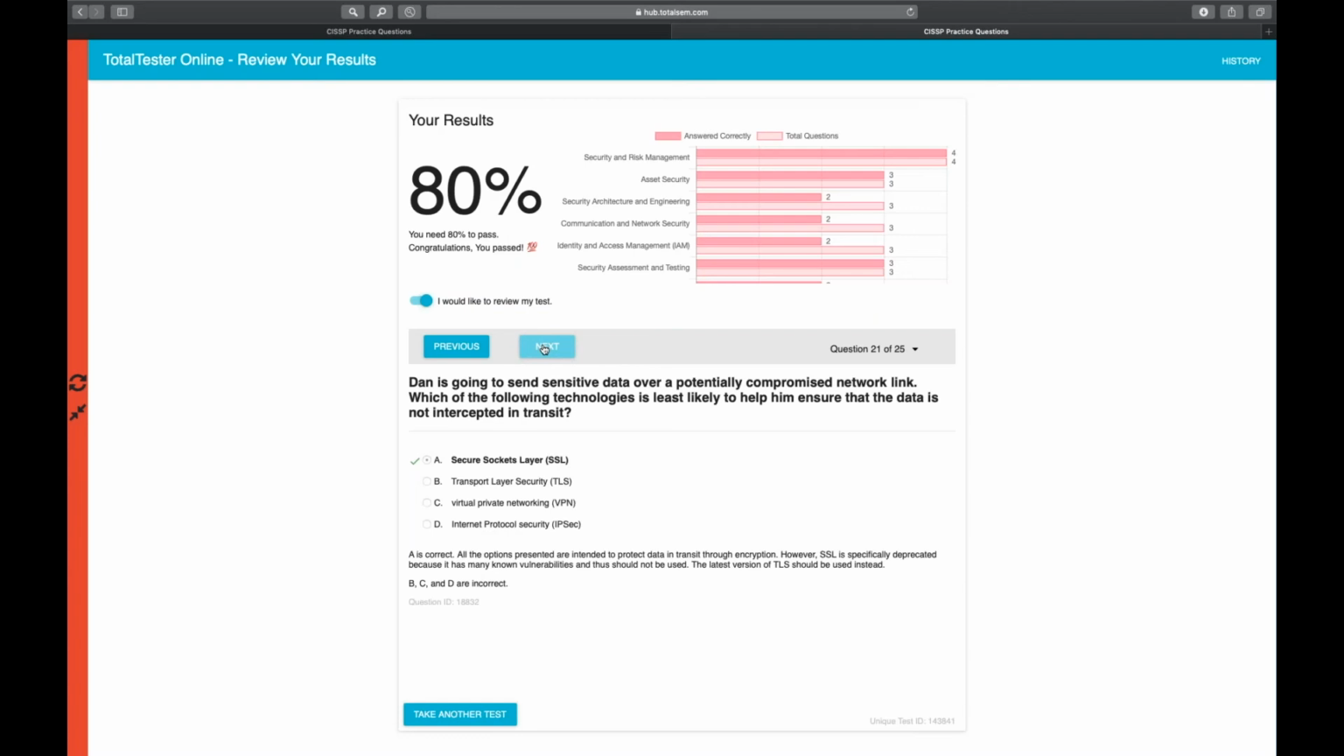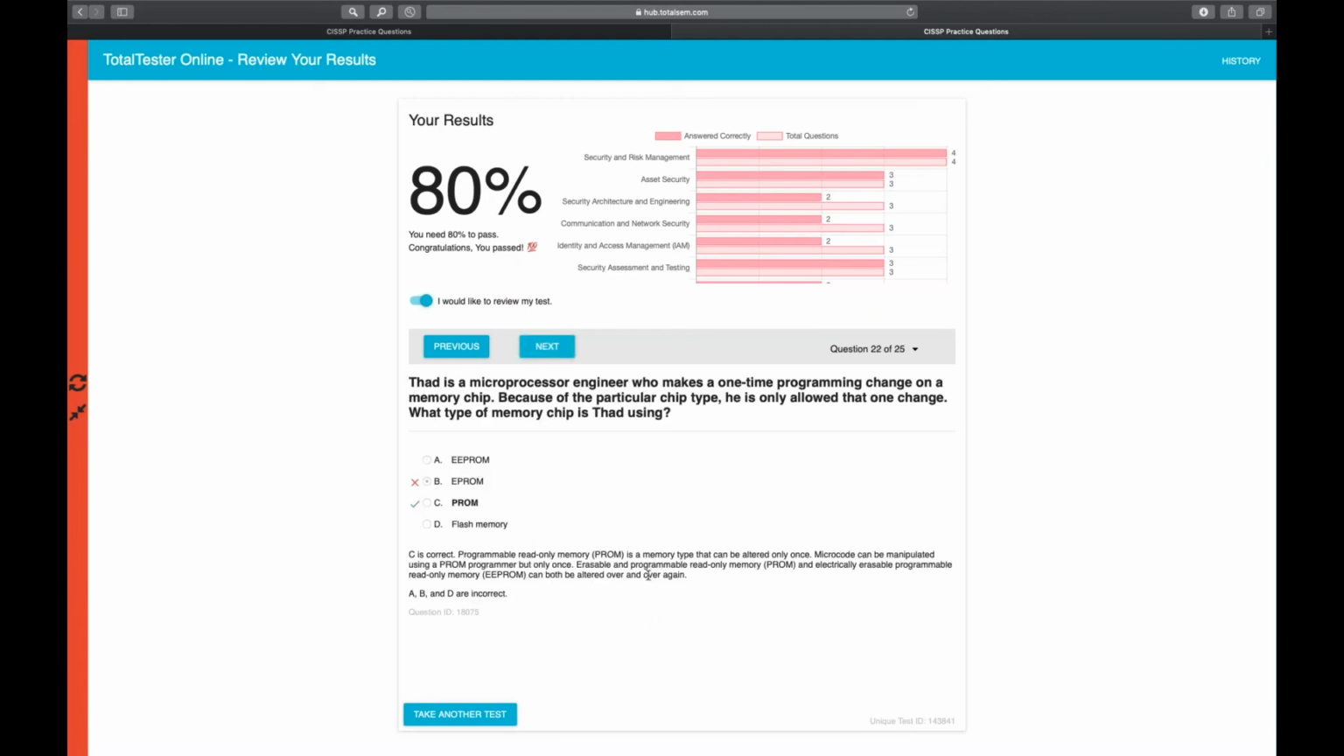All the options presented are intended to protect data in transit through encryption. However, SSL is specifically deprecated because it has many known vulnerabilities and thus should not be used. The latest version of TLS should be used instead. And we were guessing on this one.